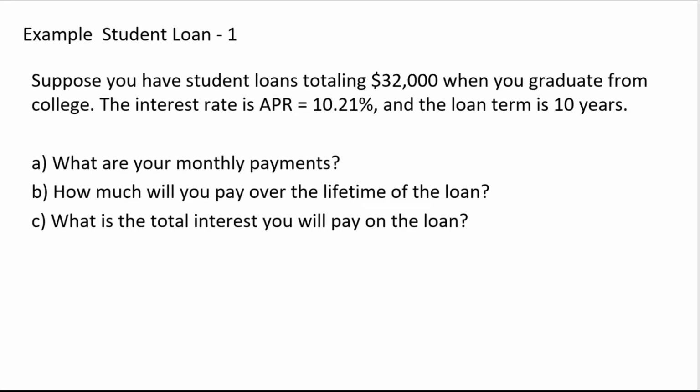Example, student loan. Suppose you have student loans totaling $32,000 when you graduate from college. The interest rate is APR equals 10.21% and the loan term is 10 years. A. What are your monthly payments? B. How much will you pay over the lifetime of the loan? And C. What is the total interest you pay on the loan?